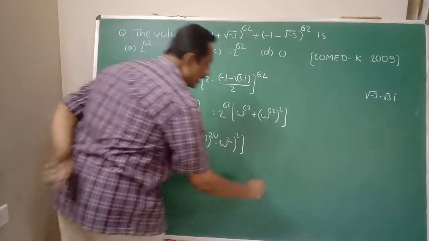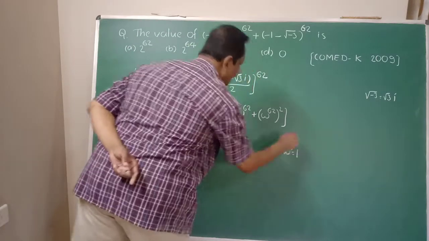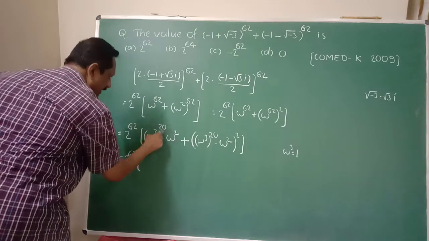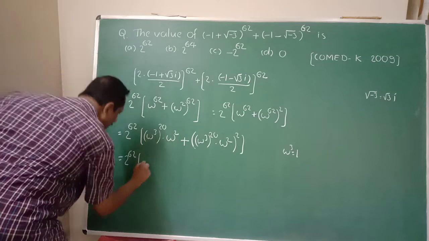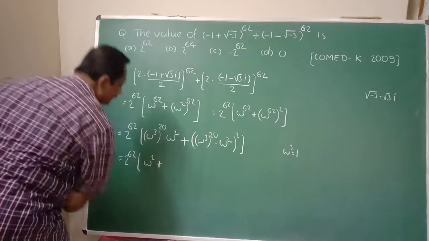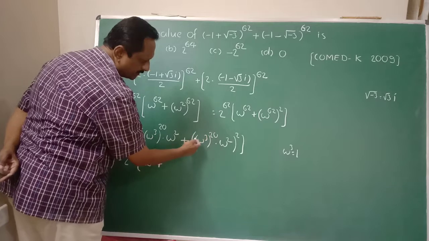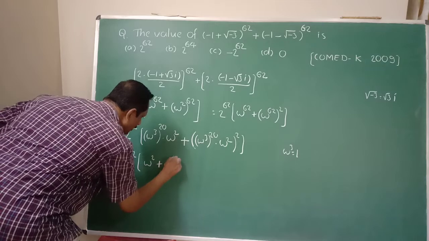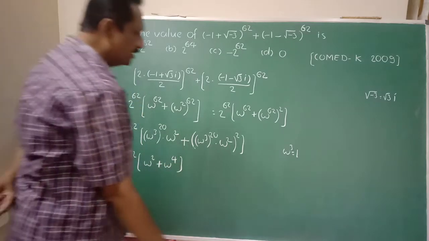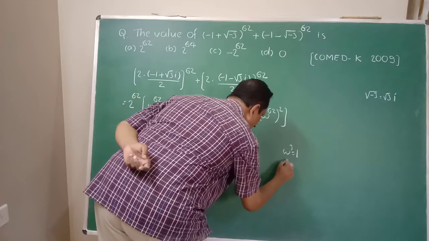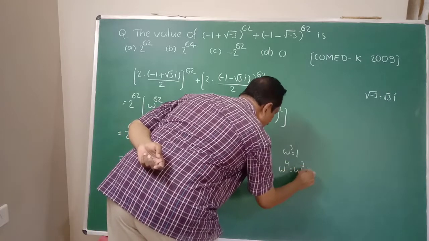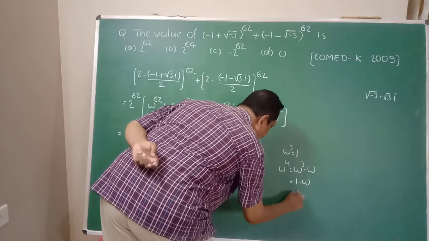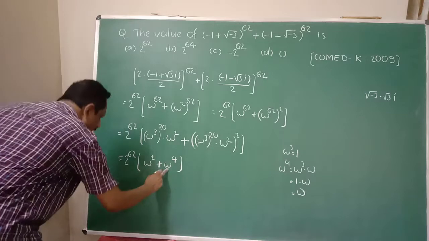And you know that omega cube is equal to 1. So this is equal to 2 raised to 62 into the bracket. This complete term becomes 1, and 1 into omega square is omega square, plus. Here also this complete term is 1. Omega square raised to 2 becomes omega raised to 4. And you know that omega cube is 1. Omega raised to 4 is omega cube into omega, omega cube is 1, 1 into omega. Hence it is omega. Yes, omega raised to 4 is omega.